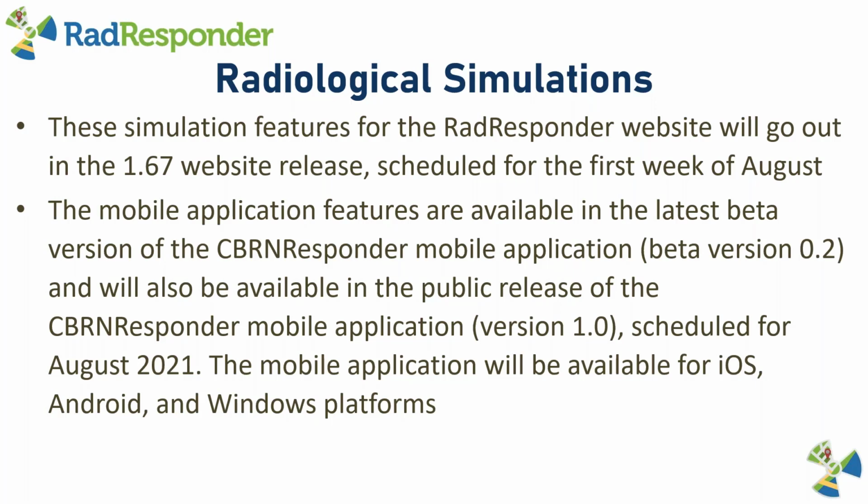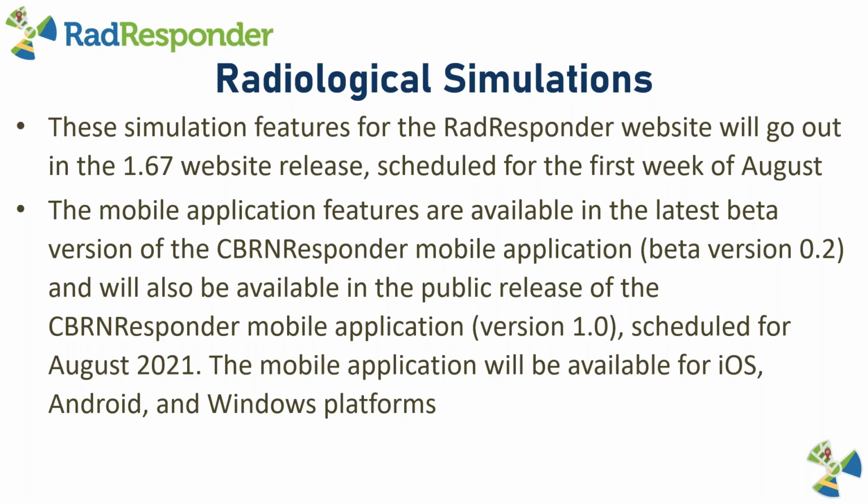The mobile application features are available in the latest beta version of the RadResponder mobile app. They'll also be available, of course, in the public release of the RadResponder mobile application. That would be version 1.0, which is scheduled for August 2021. And that mobile application will be available for iOS, Android, and Windows platforms.